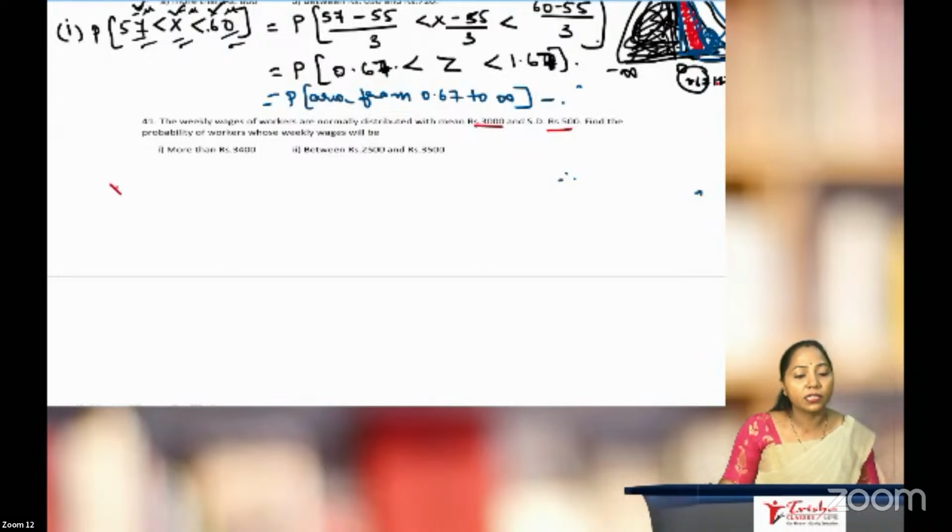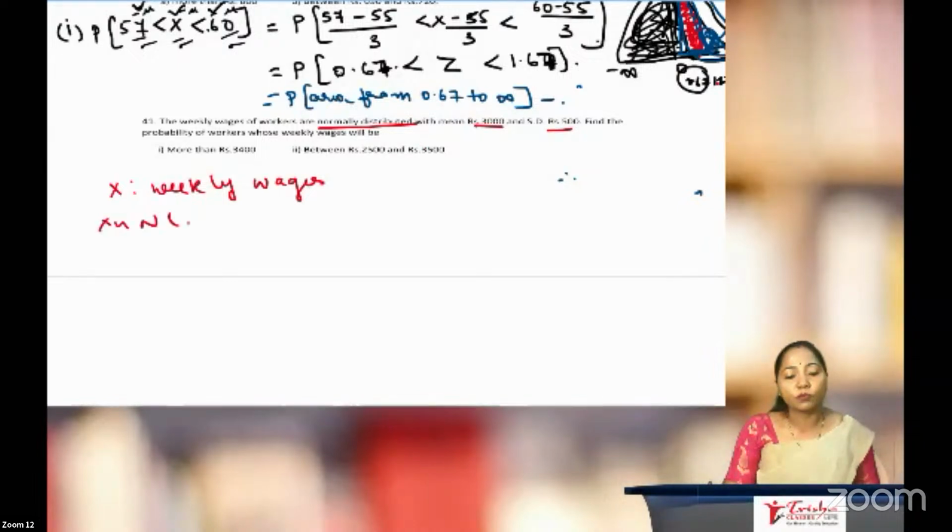So again, even in this case, our x will be, what is the data about? What is the information about? It is about weekly wages, and see, it is given normally distributed. Question number 37. Weekly wages. So this follows normal distribution with mean mu and variance sigma square.